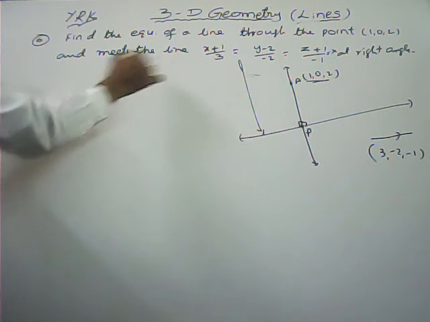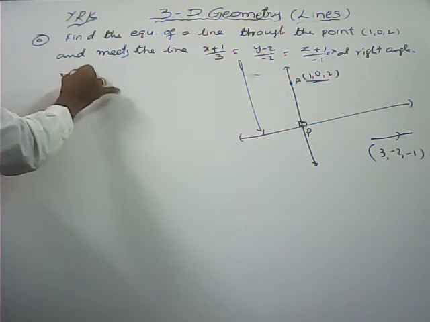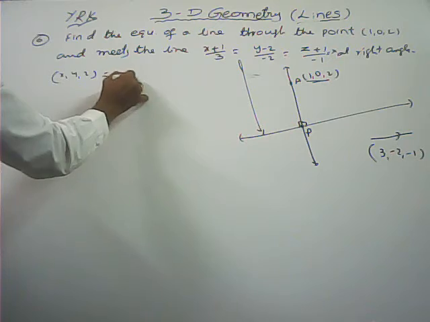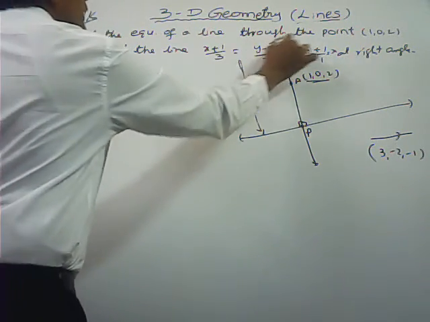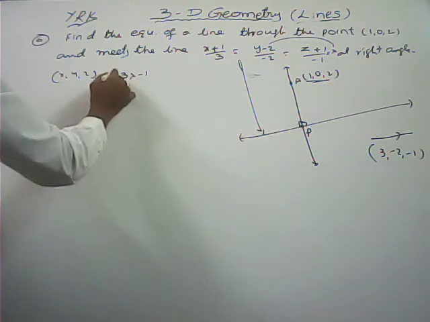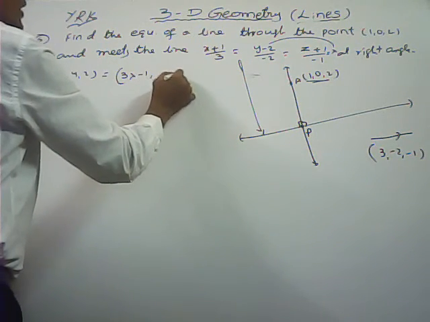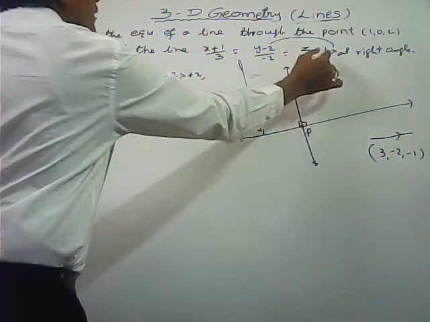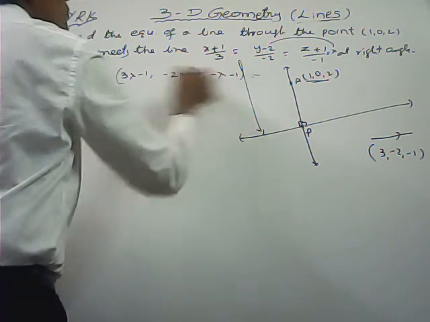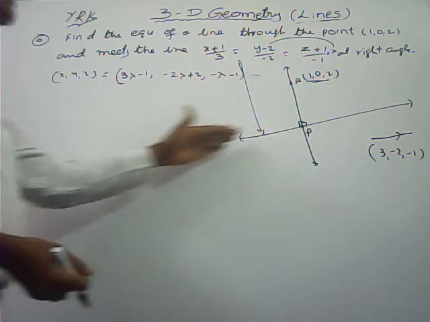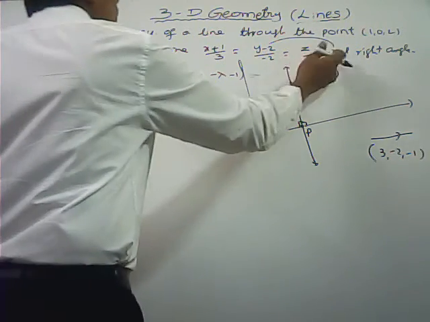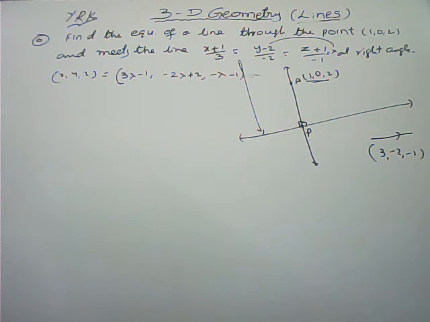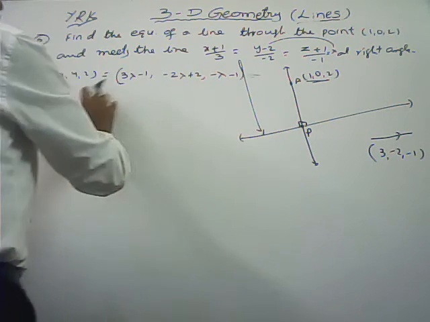So what are the parametric equations here? X, Y, Z is equal to 3 lambda minus 1. By equating these two, we can get minus 2 lambda plus 2. And by equating these two, minus lambda minus 1. Any point on a line, if the equation of the line is given, we can write by equating each one to lambda, or you can take any parameter, and you will get the x value, y value, z value.